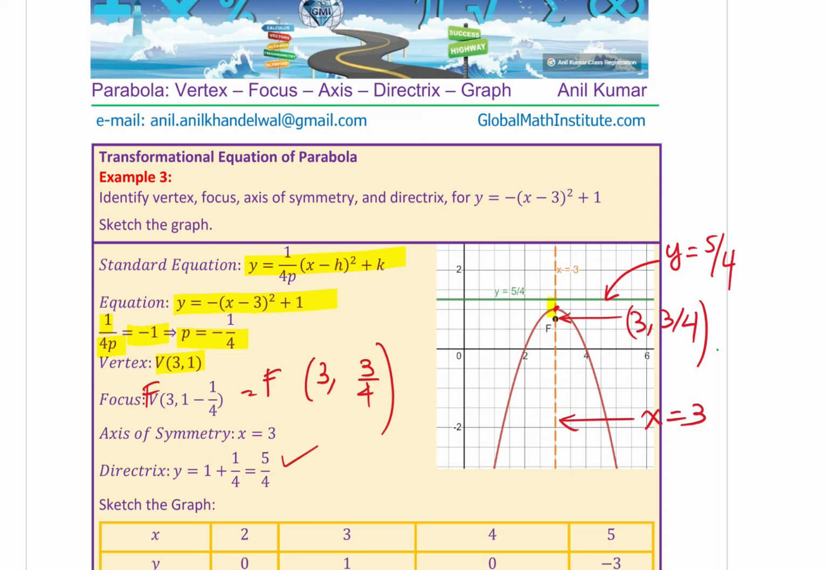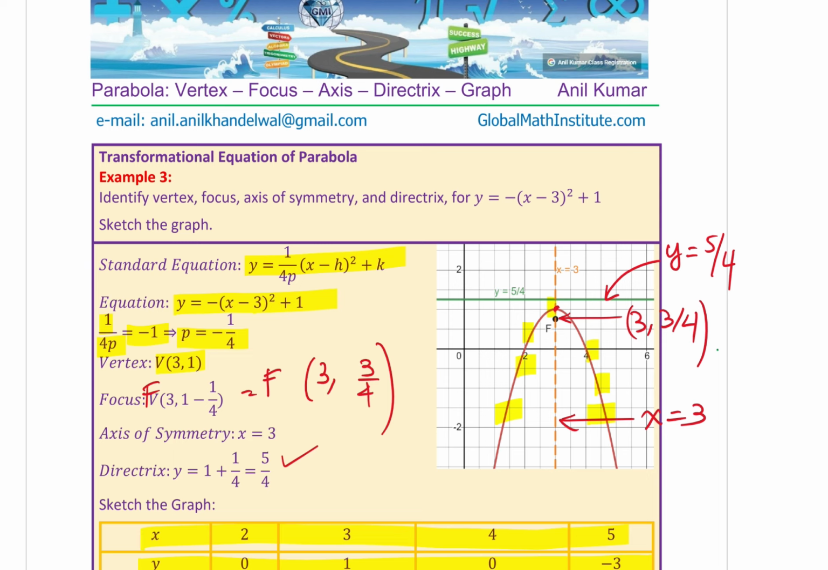To sketch the graph, we'll just isolate y. It is already isolated. Substitute some values of x and calculate. So I chose the values of x as 2, 3, 4, and 5 and got the calculated values of y. Plotting these points, we get our curve. Is that clear to you? So that is how we are going to sketch the parabola. I hope the concepts are clear.